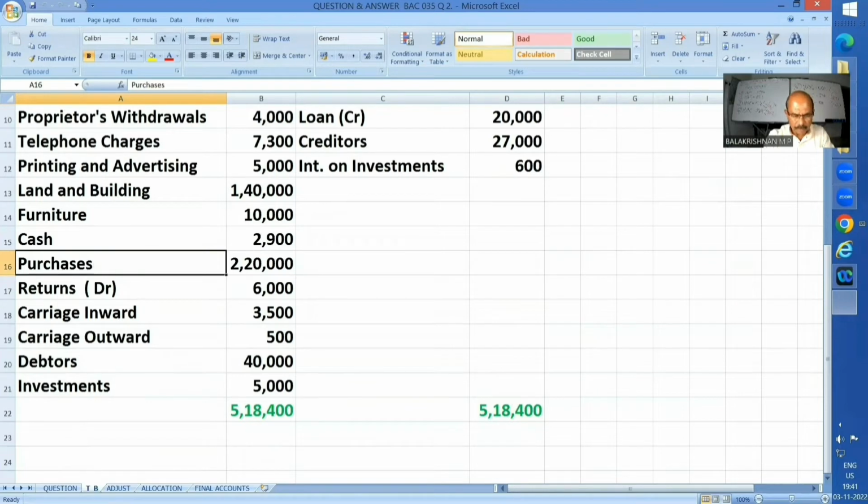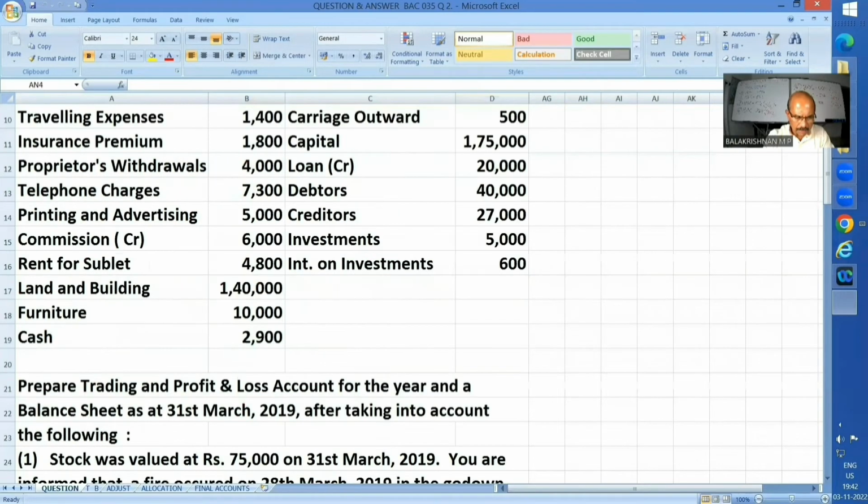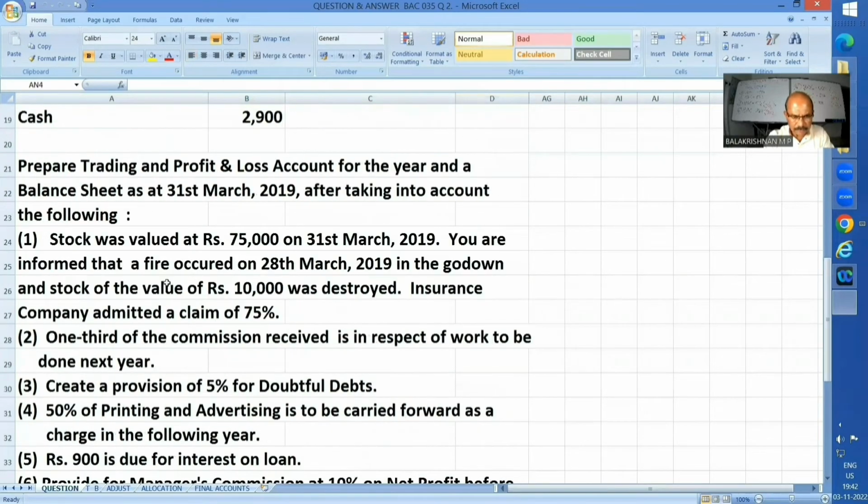Now the very important thing, what is that? Adjustments. Closing stock, we are very thorough with this by now: credit side of the trading account and asset side of the balance sheet respectively, right? And also the adjustment says a fire occurred on 28th March 2019 in the godown and stock of the value of rupees 10,000 was destroyed. The insurance company admitted a claim of 75%.